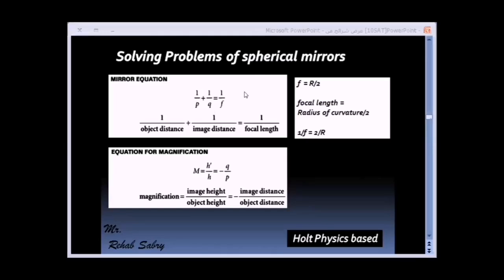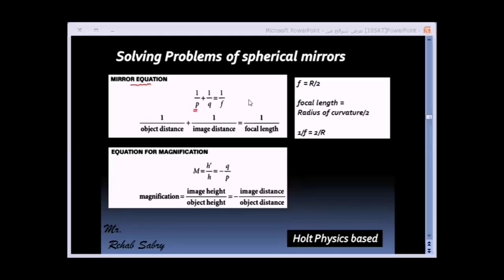Okay, these are the three formulae we said that we will use. In fact, we concentrated on two of them, and now, inshallah, I'll make a spotlight on the third one. Okay, number one, this is the mirror equation: 1 over P plus 1 over Q equals 1 over F. Who can remind me what's meant by P? Who can answer? What's meant by P?